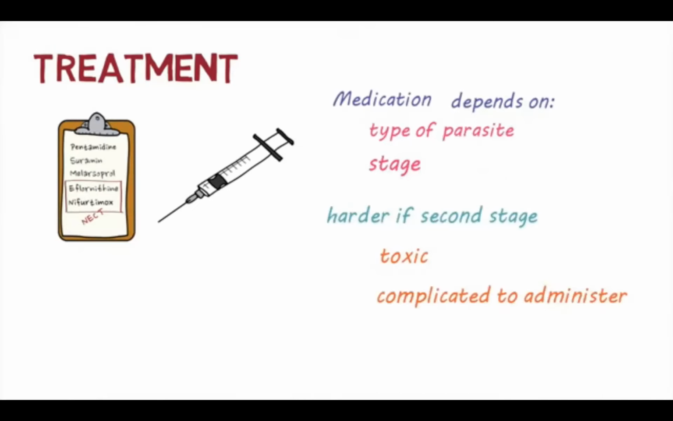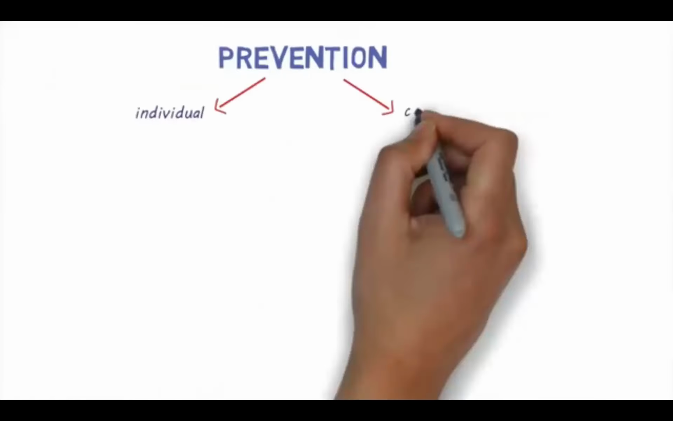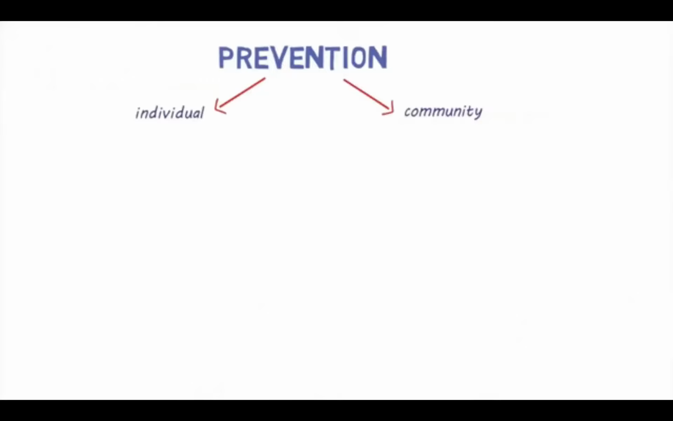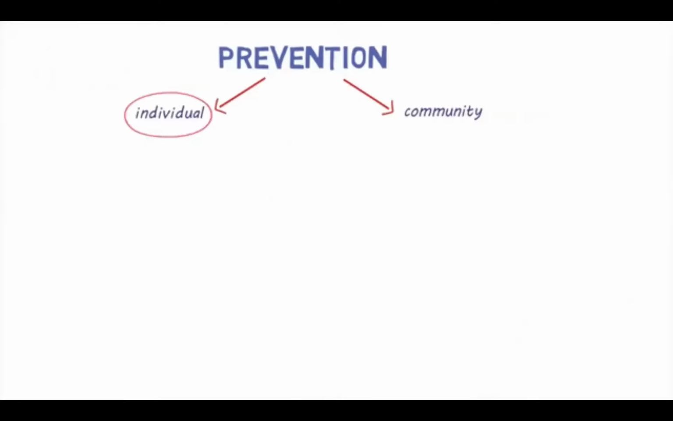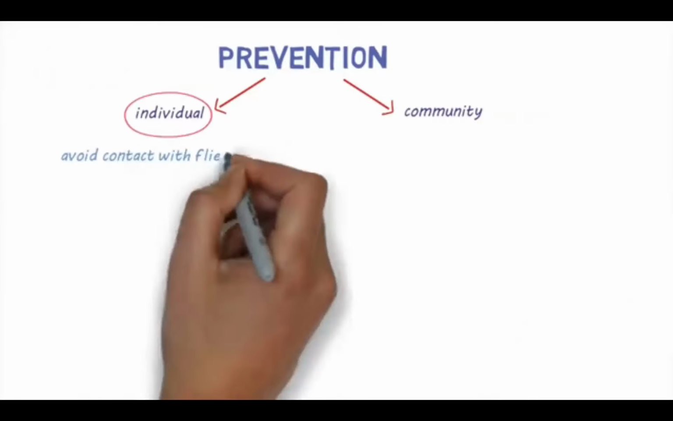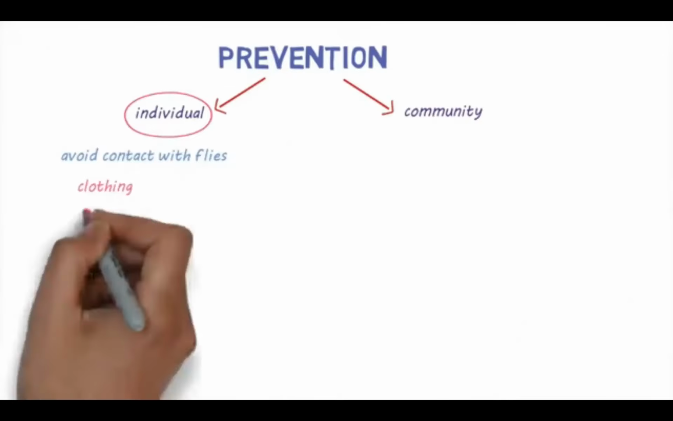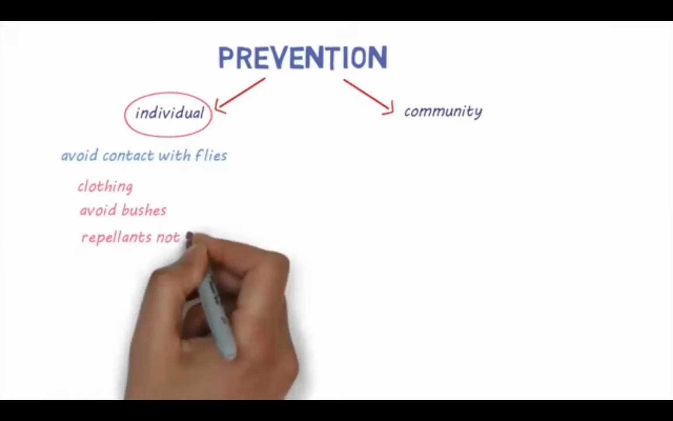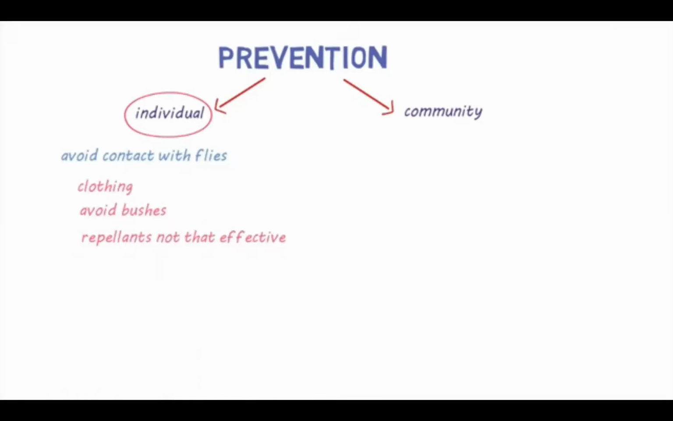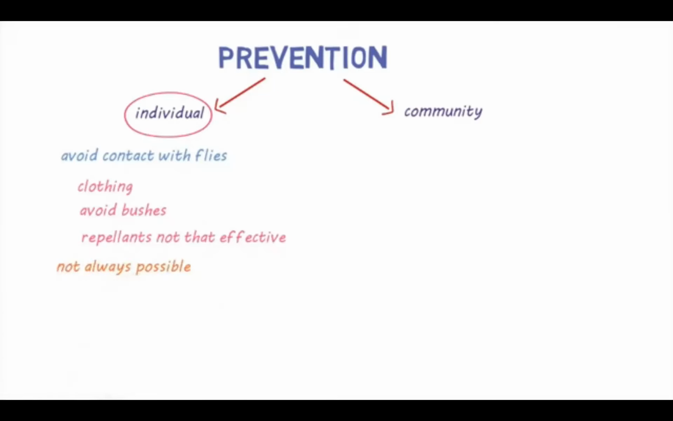So, how do we prevent and control the disease? Let's have a look at individual measures and also measures that could be done at a community level. At an individual level, preventative measures focus on avoiding contact with the tsetse flies. These include wearing appropriate clothing that covers exposed parts of the body, avoiding bushes in areas that tsetse flies are known to live. Insect repellents are not that effective against these flies, but may prevent other insect bites that may cause other diseases. These measures may not always be possible to do for people living and working in these areas.